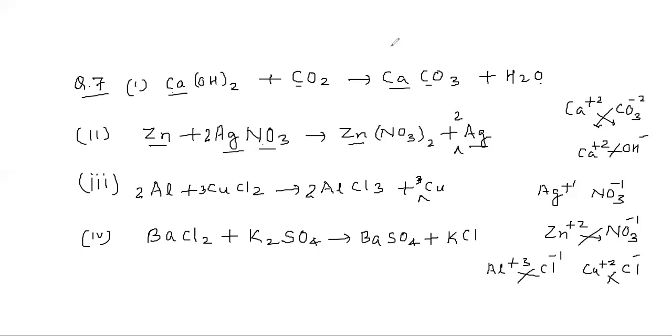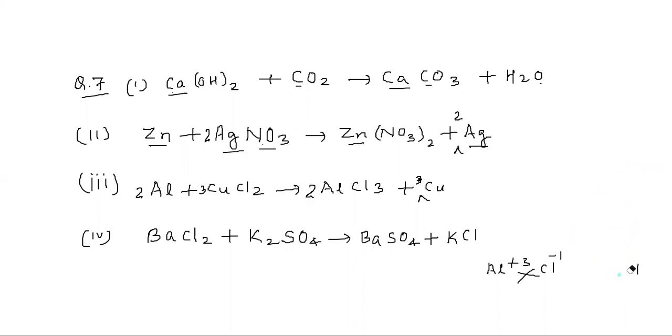Now let's balance it. We can easily balance it. So Ba here one atom, here also one atom, S one atom on both sides, oxygen 4, oxygen here 4, then K is here 2, Cl is also 2. So we can do one thing, we can put 2 here and then the equation will be balanced. Now let's go to question number 8.